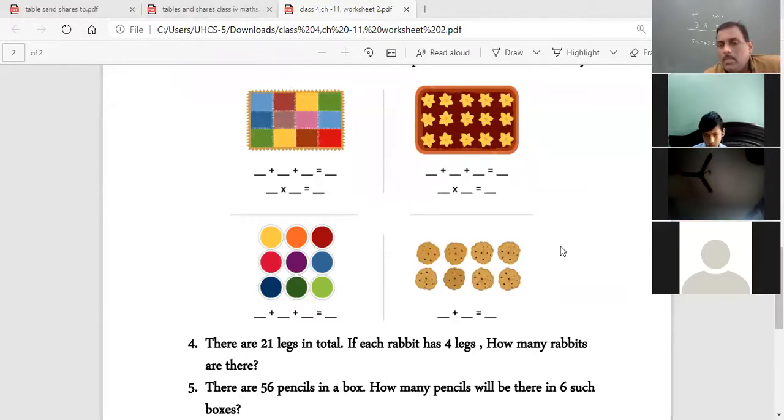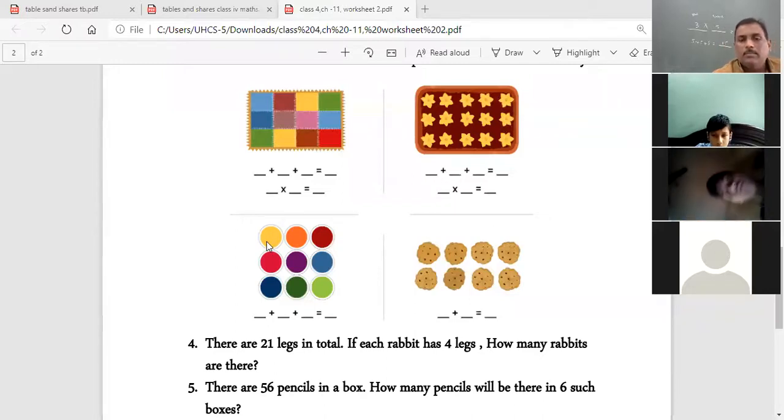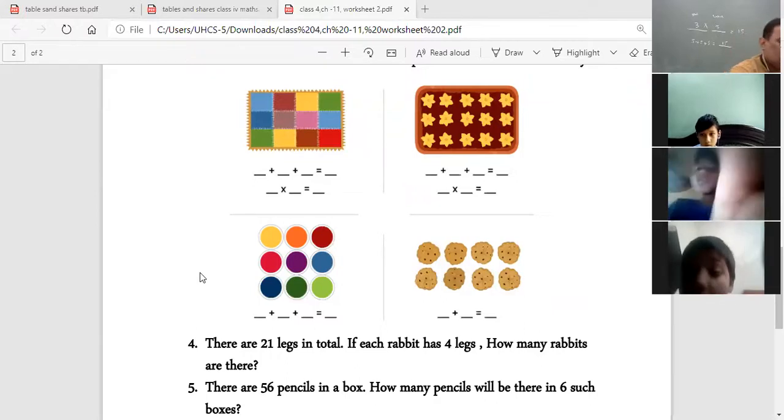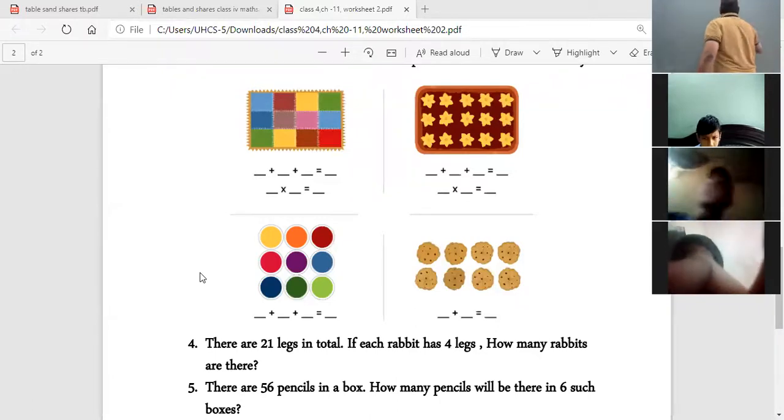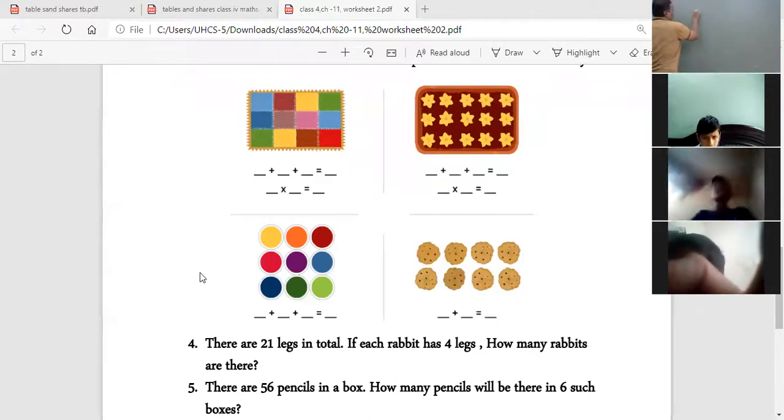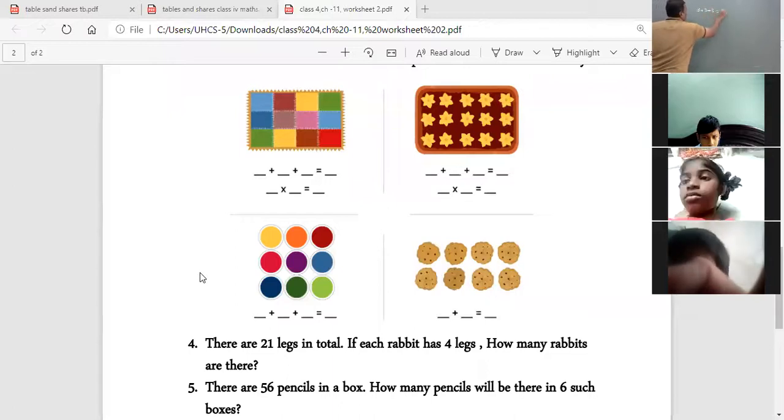Try the third one, give the answer one by one, don't shout. These colors. 3 rows are there. Each row 3. 3 threes are 9. 3 plus 3 plus 3 equal to 9.